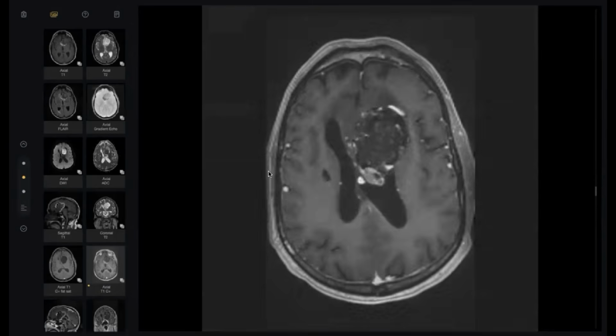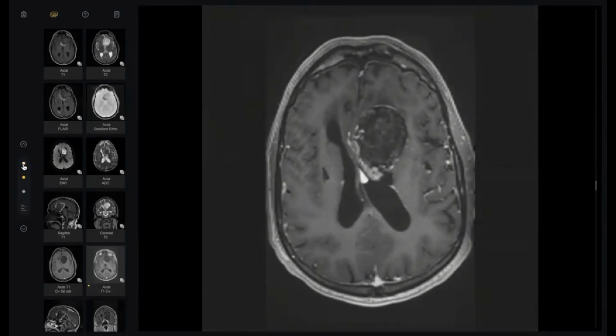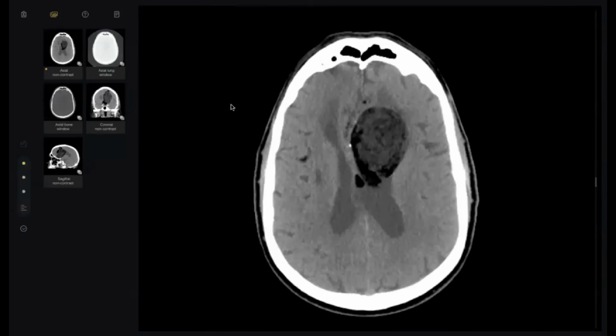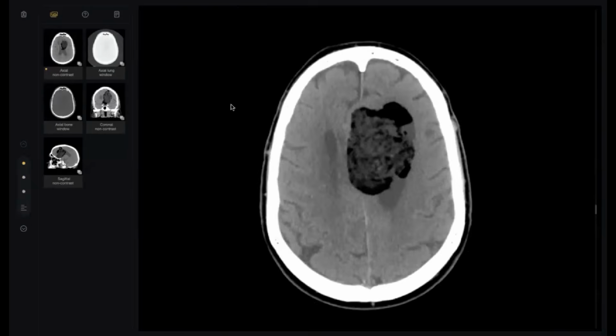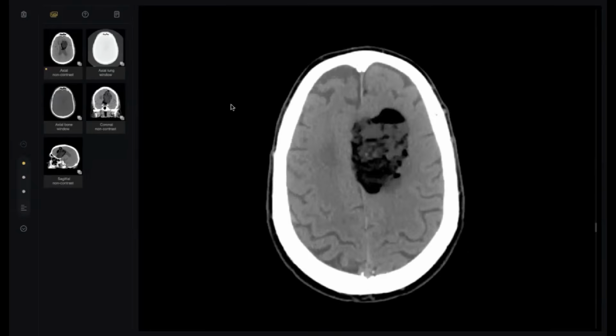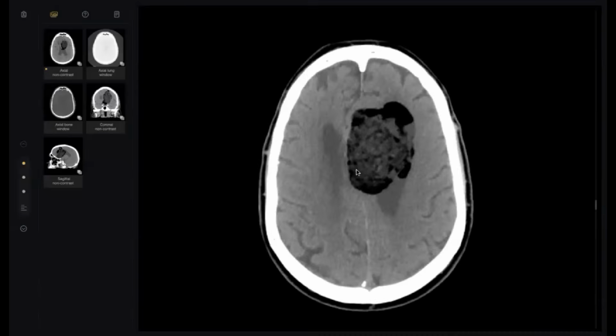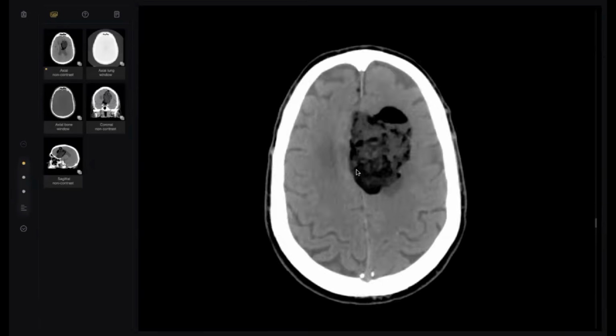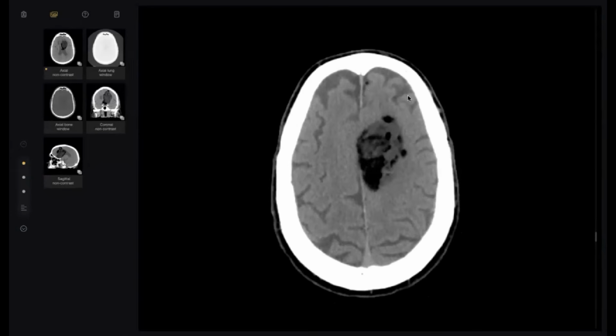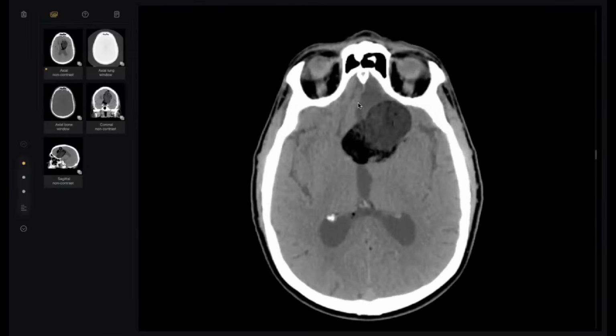See, the examiner will not show you something like this. Very easy to detect. What happened here? This is a fat containing lesion. And if we look here, there are foci of low signal, fat signal, and even here.